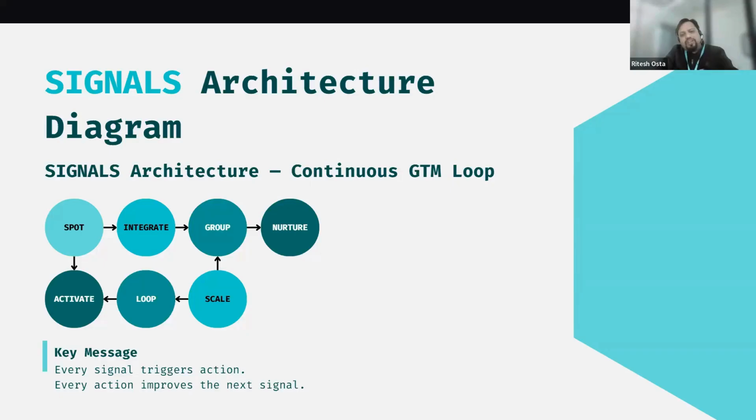So this is a very simple 7-step playbook that we follow, what we call the signals playbook. We follow one step at a time, and then we connect the loop, and we get the result every single time. If you build it right, you'll get the result. Every signal triggers an action, and every action improves the next signal. That's the whole idea about signal architecture. Every signal will trigger an action, and every action will improve the next signal. That's the key phrase.